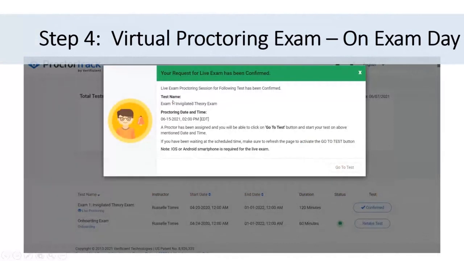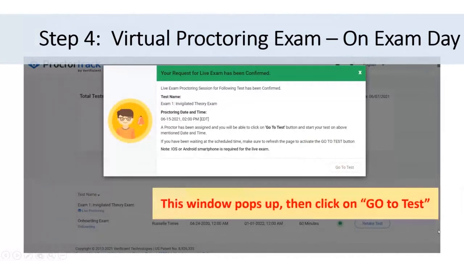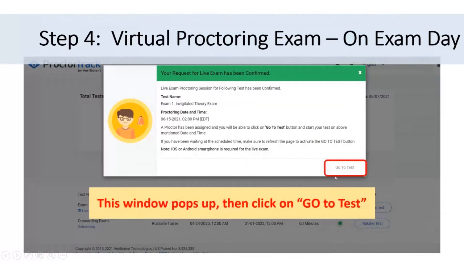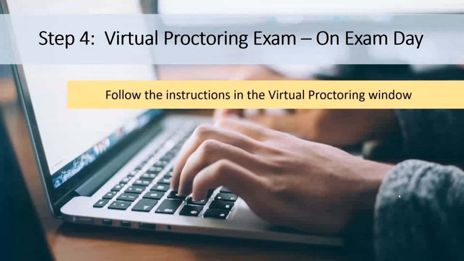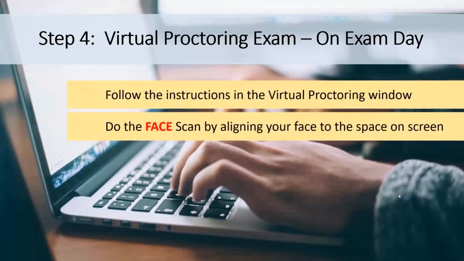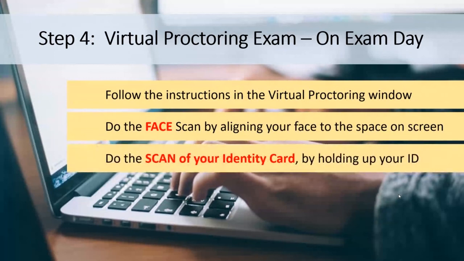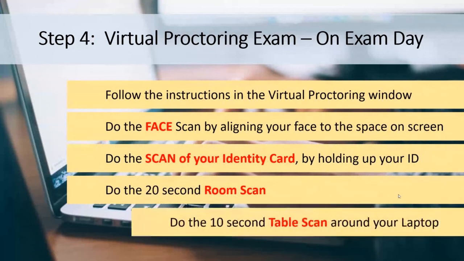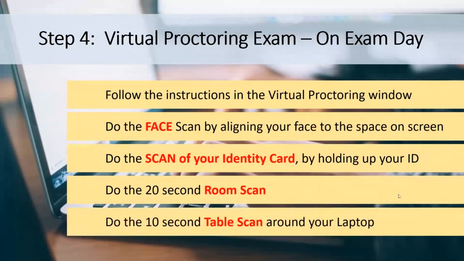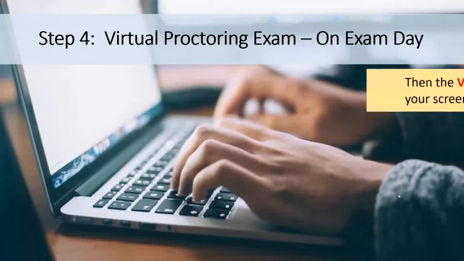And it gives you a pop-up like this, where you can actually see this icon. I wish it was highlighted better. You can click on the go to test, and when you go through and follow the instructions, you do the face scan, you do the scan of your identity card, then you do the 20-second room scan, and you do the 10-second table scan.